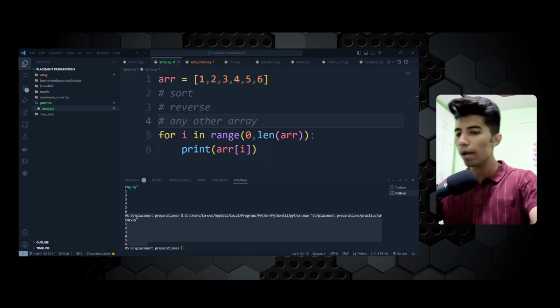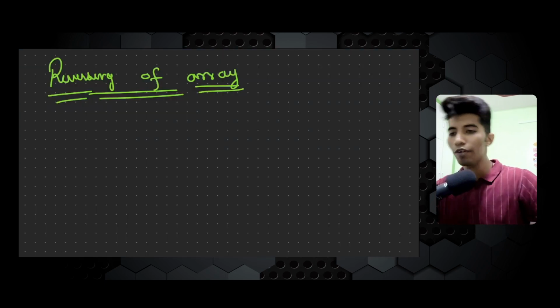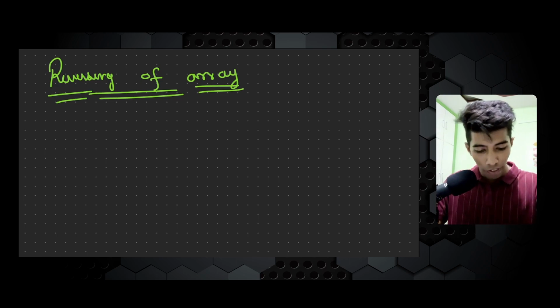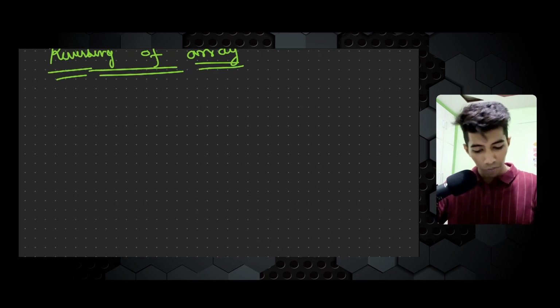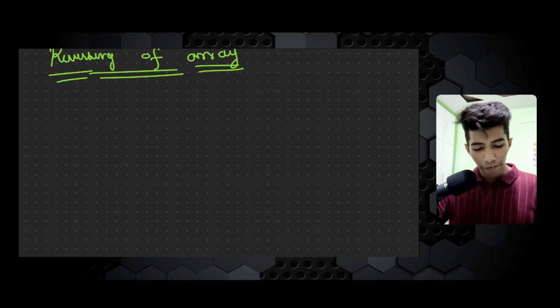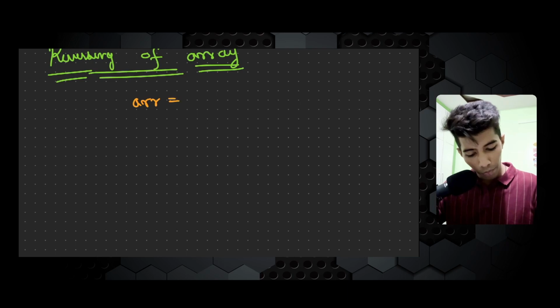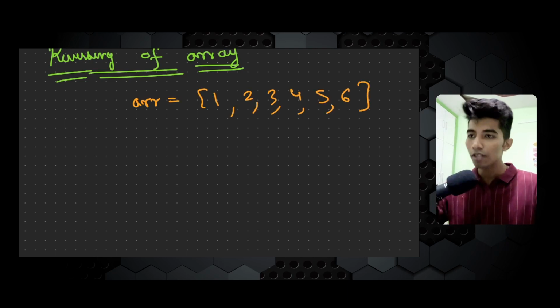Let me go to the approach and let's see how it will be done. So let's come back to our screen. Now we will talk about reversing. We just learned how to traverse an array. Now we will focus on reversing an array, right? So let's see how we will reverse. The array which is given to us is very simple: 1, 2, 3, 4, 5 and 6. That's simple. This array is given to us.